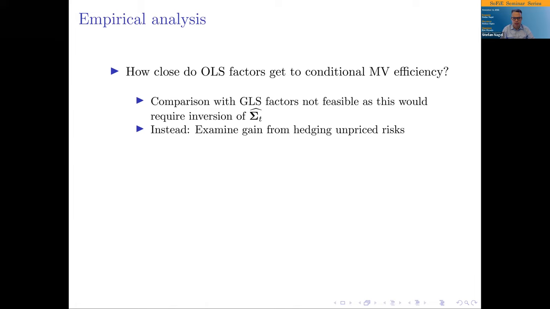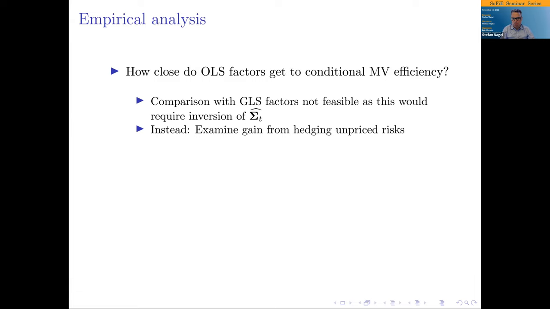But one question that we want to look into is how close do OLS factors, or maybe some other rotations of factors, get to conditional mean variance efficiency? And ideally, one would want to compare this to GLS factors, which are mean variance efficient. But of course, with sample moments, that's not going to work because we don't want to invert a huge n by n conditional covariance matrix.